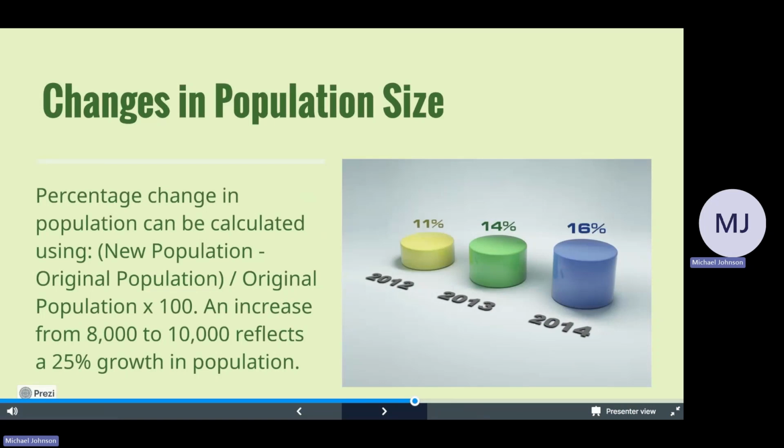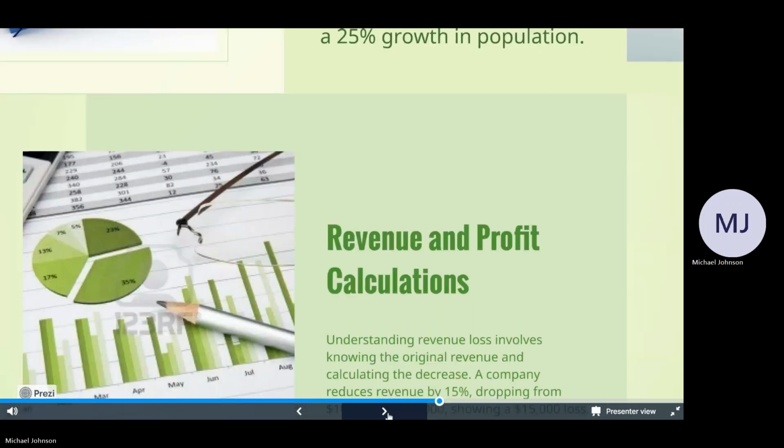Percentage change in population can be calculated using (new population minus original population) divided by original population times 100. An increase from 8,000 to 10,000 reflects 25% growth in population. So an increase from 8,000 to 10,000 would be a 2,000 person increase. 2,000 divided by 8,000 would be 0.25, 25%.